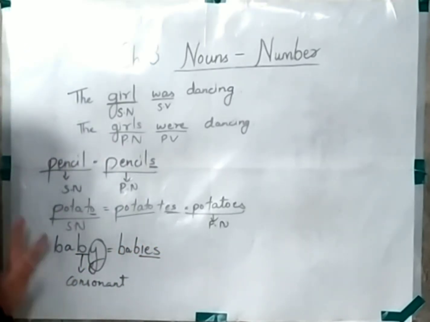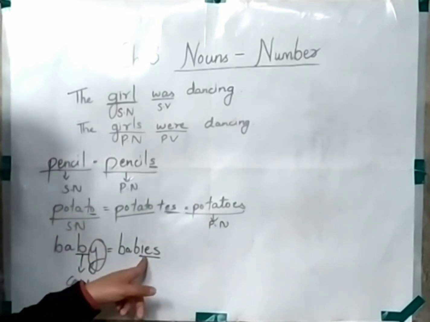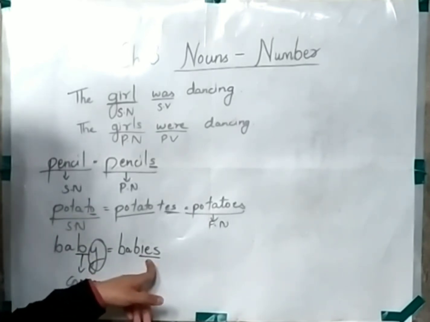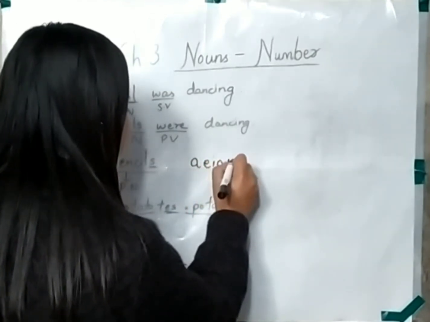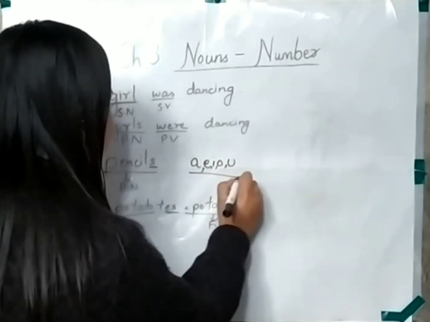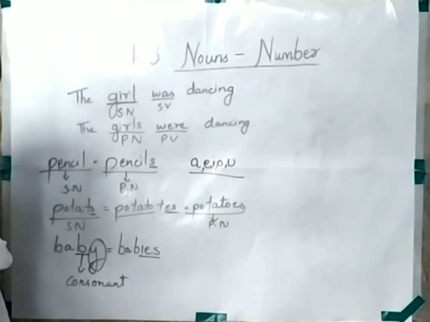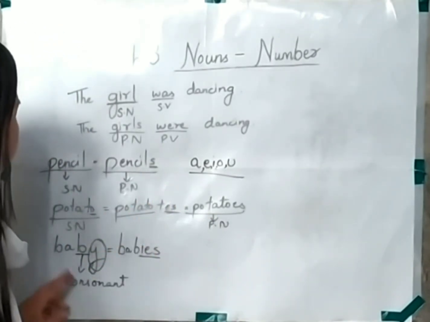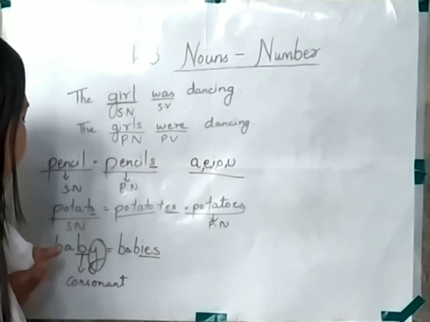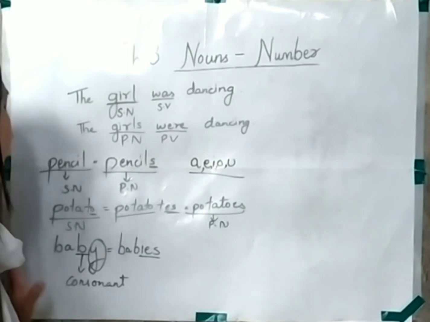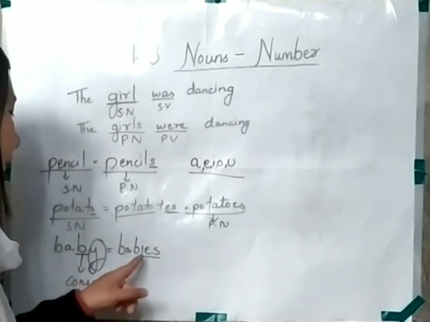So if there is a noun that is ending in consonant plus y, then in such a case we will replace this y with ies. Now you all know what vowels are: a, e, i, o, u, these alphabets are called vowels. The other alphabets are all consonants. So over here B is also a consonant. In such a case where the noun is ending in B, that is the consonant, plus y, what do we do? We replace this y with ies.